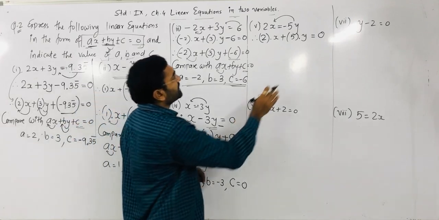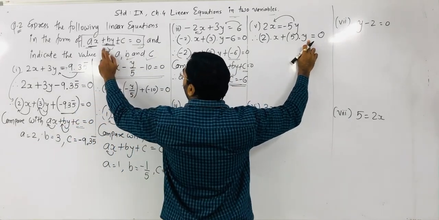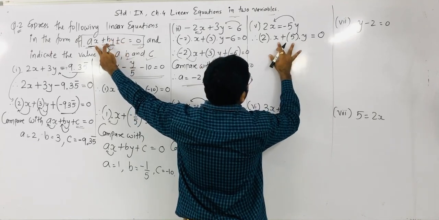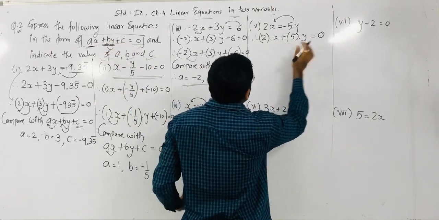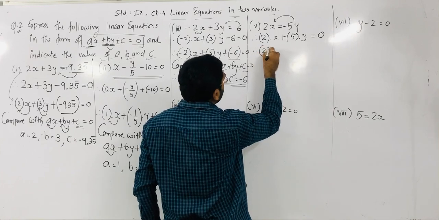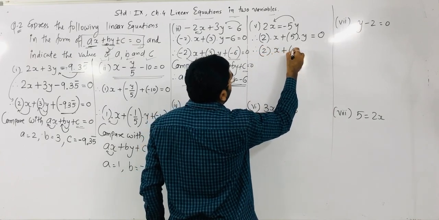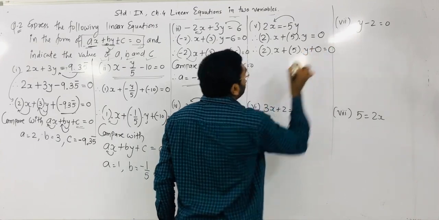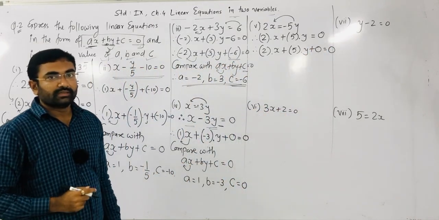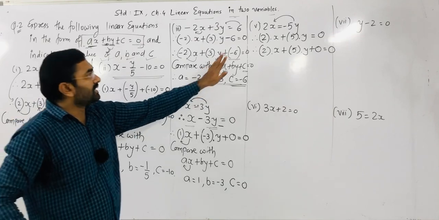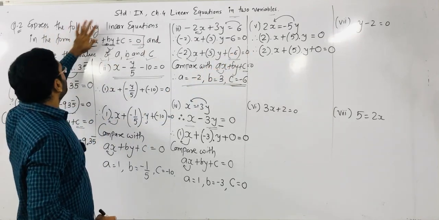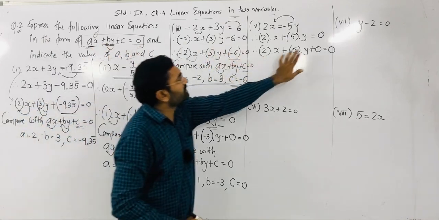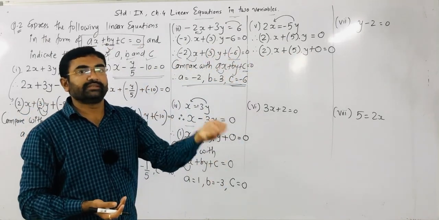Right? Now, as I told you, in that form we require 3 terms. But the x and y terms are here, and the third term is not there. So we have to add a 0. So 2x plus 5 into y plus 0 as the last term is equal to 0. Clear? It is very simple. We just have to form the equation in this form. In this form we require three terms, so if any term is missing, we have to write it with 0.